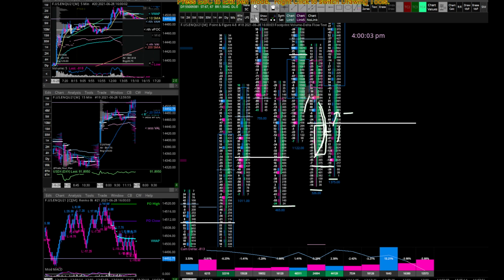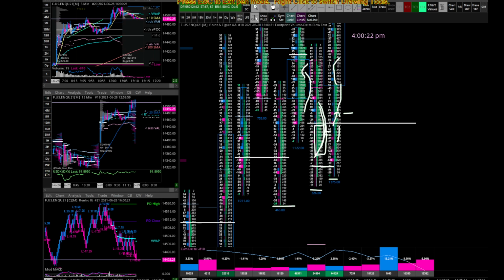As we went up into this prior volume node, what happened? There was more resistance. So it would have taken some time, and it did take some time to get through there. But in through this area, not a lot of contracts traded. And once again, once we got close there, not a lot of contracts traded again.